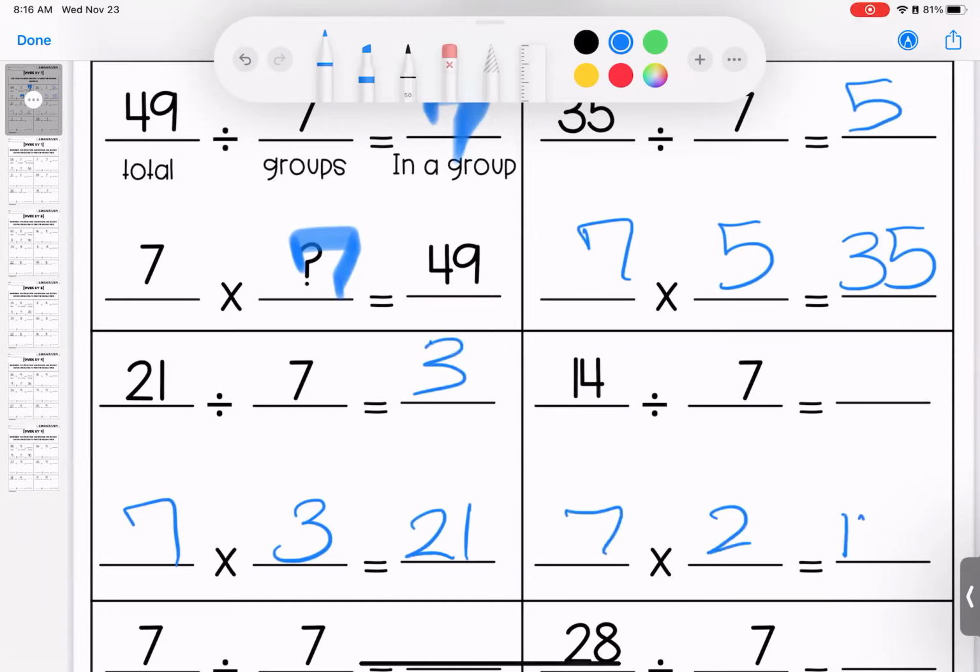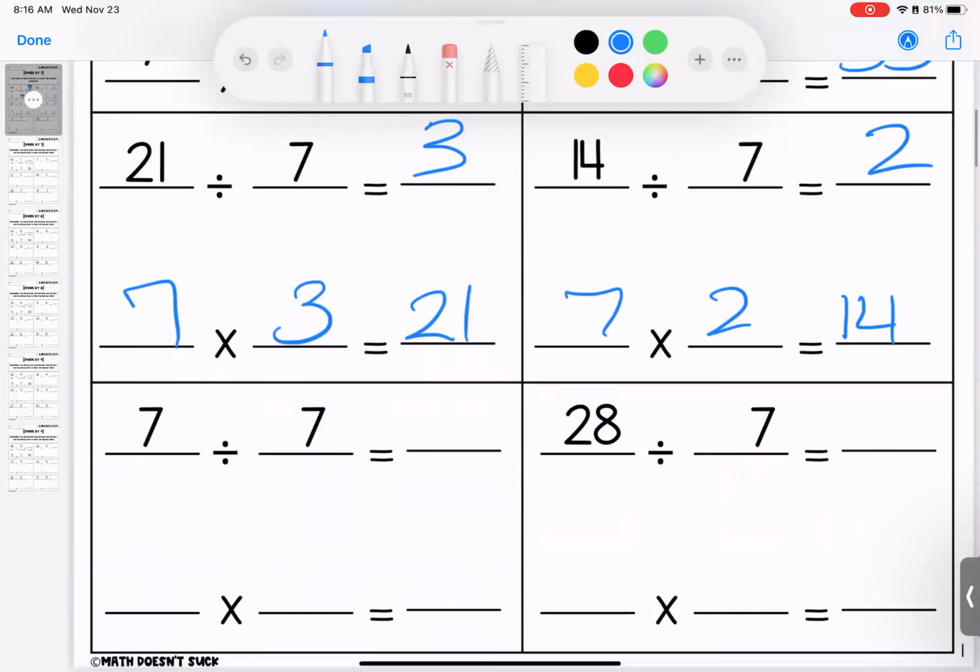7 times 2 is 14. So 14 divided by 7 is 2. 7 times 1 is 7. So 7 divided by 7 is 1. 7 times 4 is 28. So 28 divided by 7 is 4.